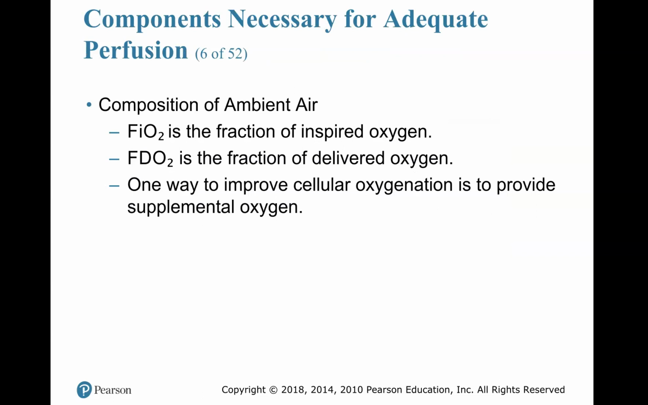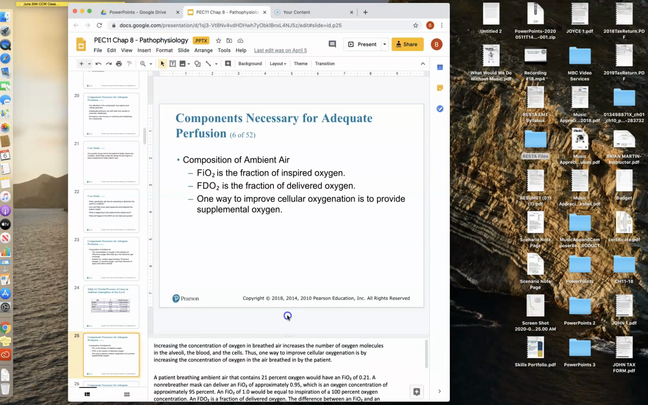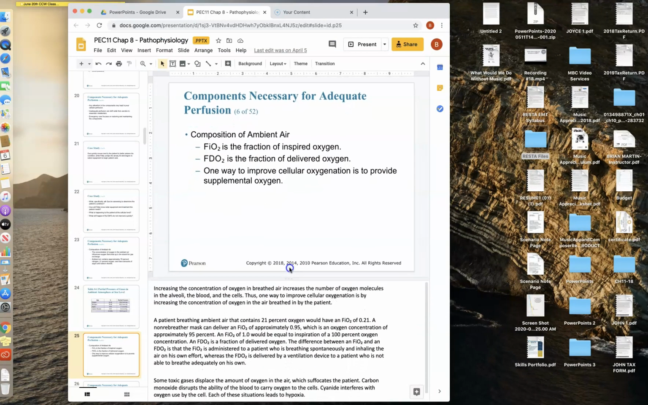All right, the FiO2 is the fraction of inspired oxygen. FdO2 is the fraction of delivered oxygen. If you look at the way it's set up, the mnemonic is Fi, fraction of inspired oxygen, and then Fd, fraction of delivered oxygen. One way to improve cellular oxygenation is to provide supplemental oxygen. So let's go back and see what the notes say here. I want you to better understand FiO2 and FdO2.